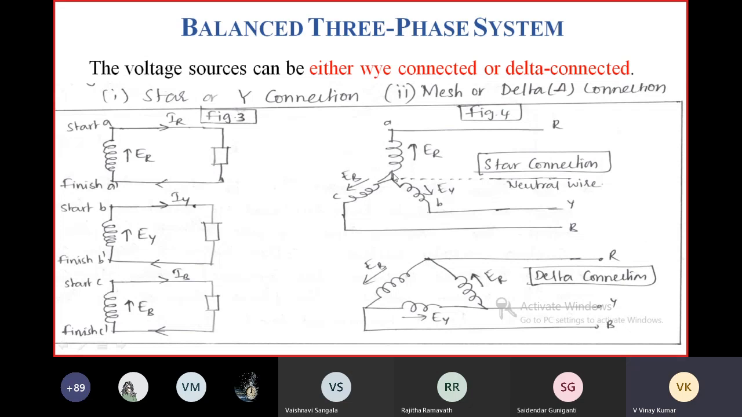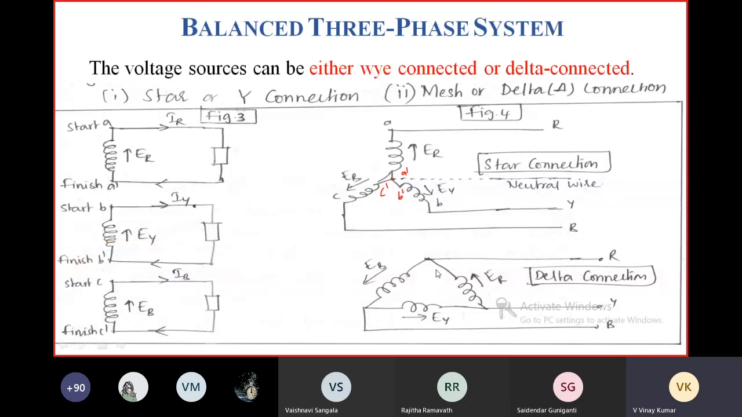This is A dash. This is B dash. Sorry, this is C dash. This is B dash. Okay, let me write here. This is A dash. This is C dash. This is B dash. All similar ends are connected together to make this kind of arrangement. If all similar ends are connected like this, then we can have star connection.